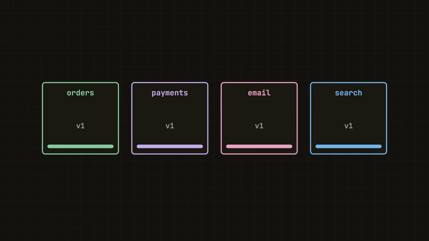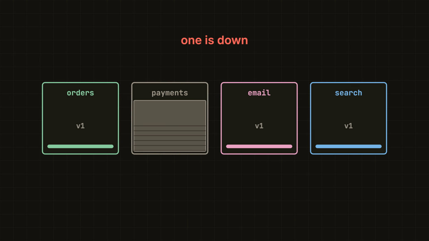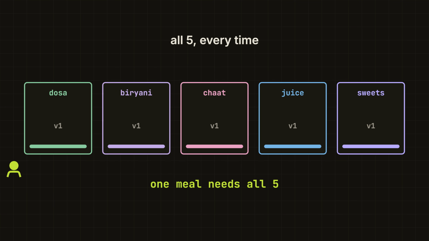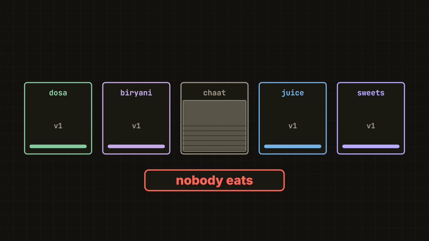And the third thing is the sneaky one. Every request has to go through all of them synchronously, and each one waits on the next. So if any single service is down, the whole thing fails. Think about our food court. 5 stalls, and every single meal needs all 5 of them to respond before the customer gets anything. The kitchens are independent, and it does not matter at all because one closed stall means nobody eats.